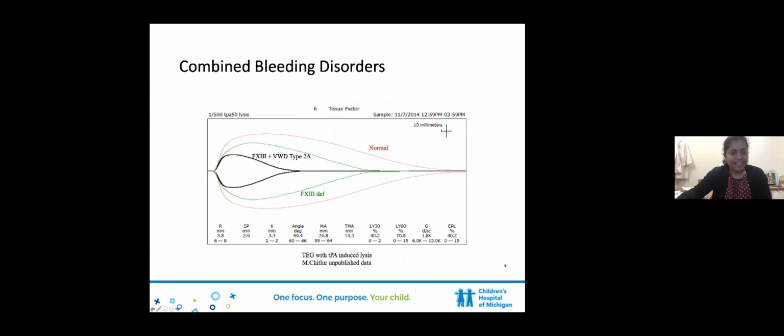exaggerate the lysis. And here's a normal person. Here's a person who has just factor 13 deficiency, and here's our person. So you can see that it truly impacts the fact that he cannot make a clot very easily because of the type 2A1 Willebrand's disease, and the fact that he can lyse very quickly because of the lack of factor 13 truly impacts his ability to make a blood clot.